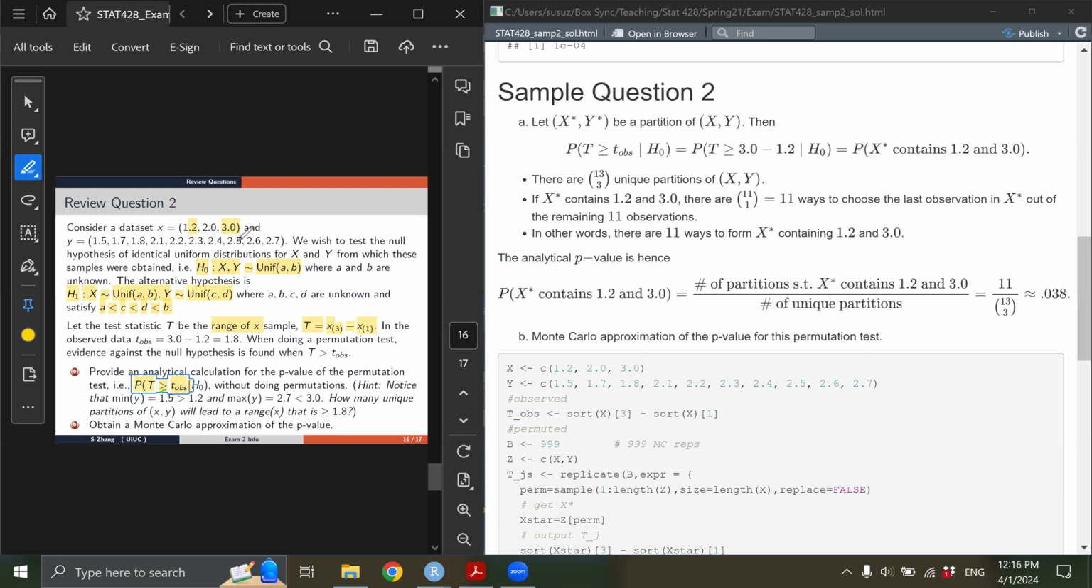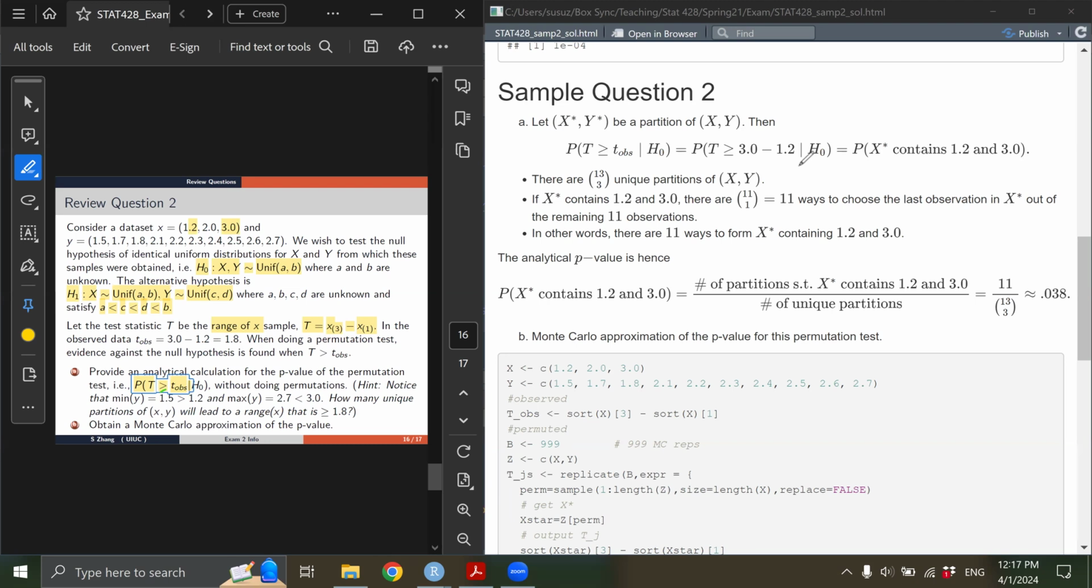let's try to understand what this probability actually implies. The probability that we observe a t that's larger than or equal to the observed value of 1.8 is essentially the chance that under the null hypothesis, where any permutation or partition of the x and y should be equally likely, the observed t, which is the range of x, exceeds the difference between 3.0 and 1.2. Or exceeds or is equal to this.